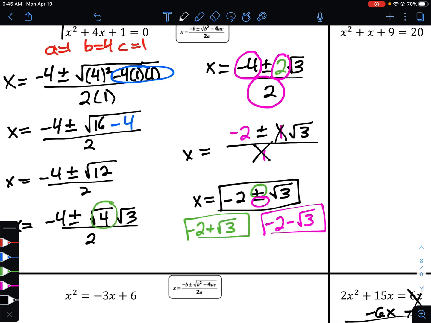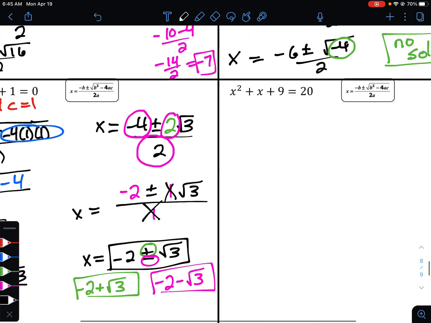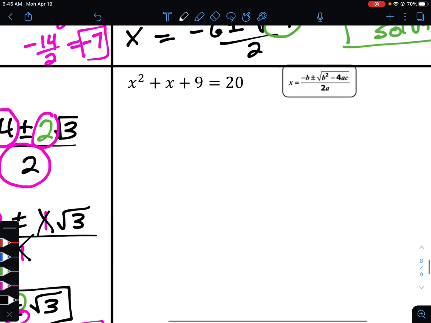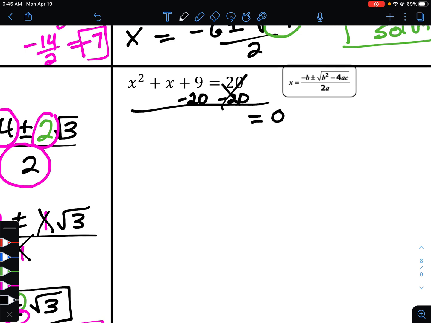Okay, let's take a look at 2 more problems, and I think that'll be it for this section of the notes. All right, so for this next problem, we've got x squared plus x plus 9 is equal to 20. So it's not equal to 0, so that would be where we would need to start. Let's go ahead and subtract 20 from both sides. So now the right side of our equation is equal to 0, and the left side is x squared plus x minus 11.